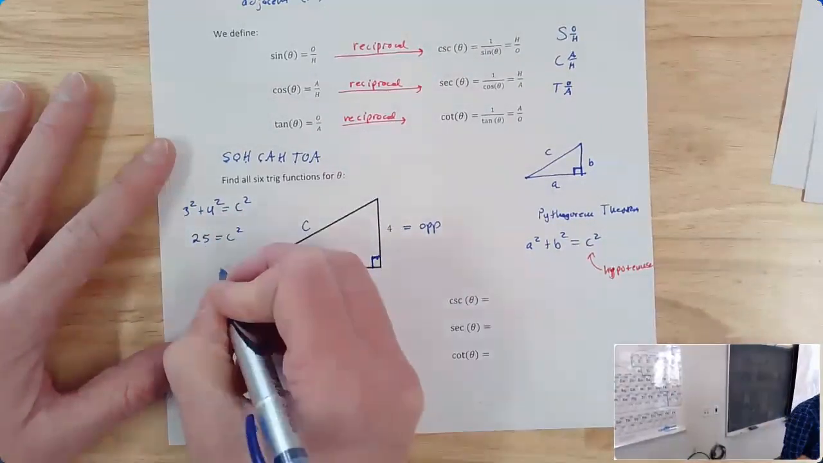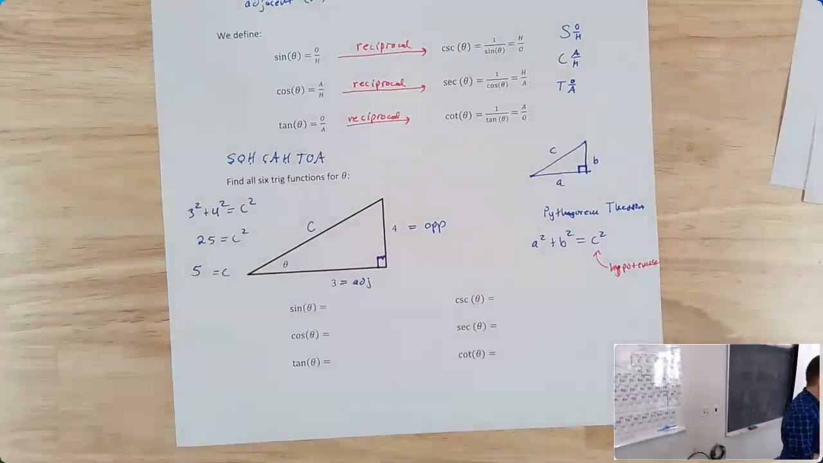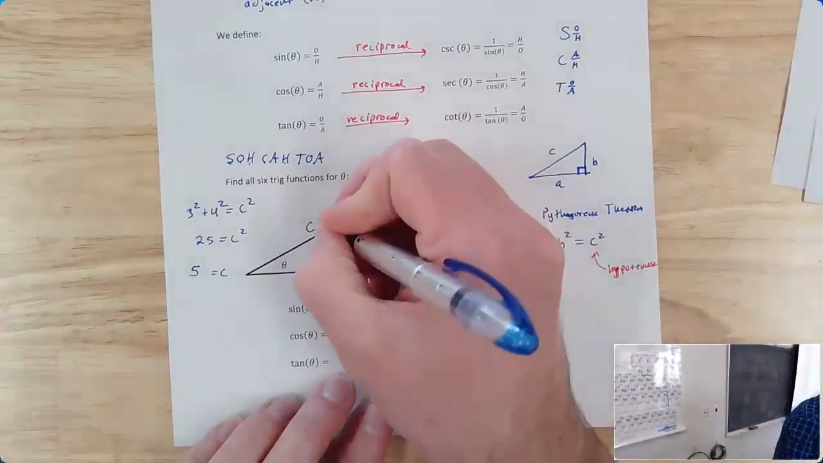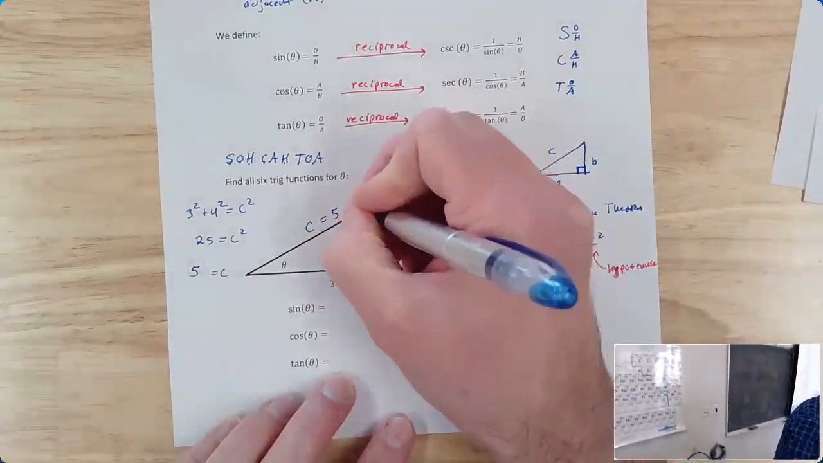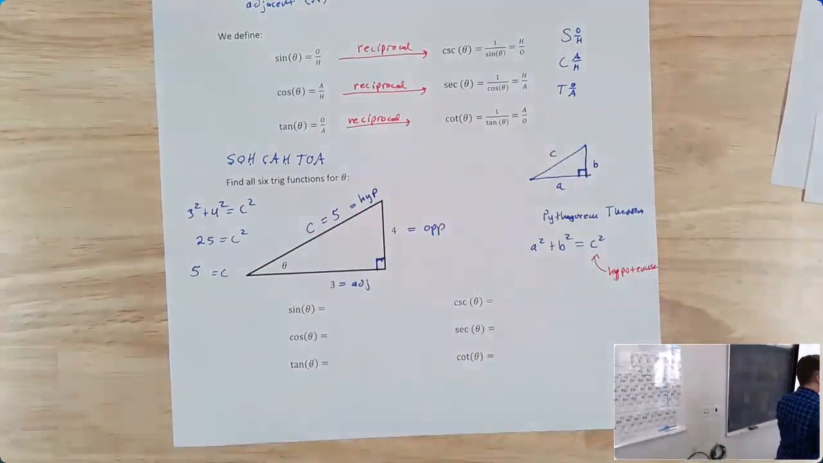25 equals C squared, and C is going to equal, even though if we were solving this, we could say plus or minus the square root of 25. Since we know it's a length, it should be a positive number. So we're just going to say it's positive square root of 25, or just positive 5. So C is equal to 5. So our hypotenuse has a length of 5. This is probably the most famous right triangle, the 3, 4, 5 triangle.